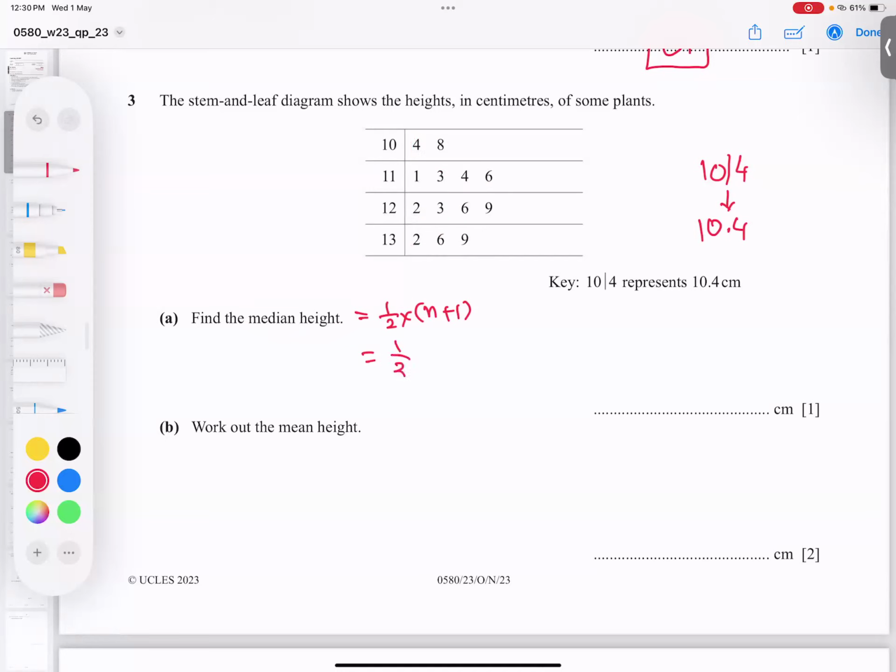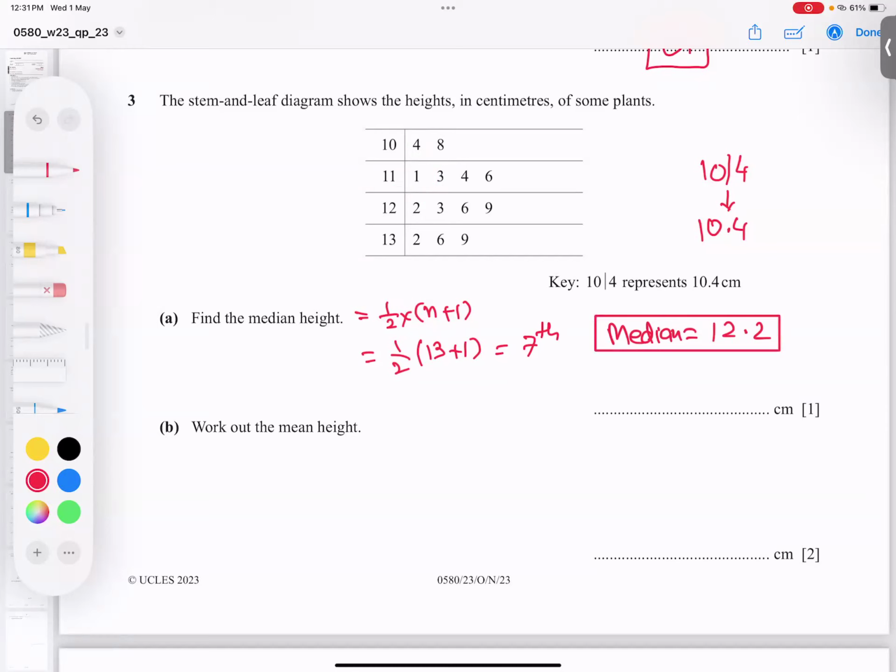So half into 13 plus 1, 13 plus 1 is 14. We got a 7th term. And the 7th term is what? The 7th term is 1, 2, 3, 4, 5, 6, and 7. This I'm looking for. So 12 from here, 2 from here. So 12.2 is our answer for the median. And I believe you got a point very clear.